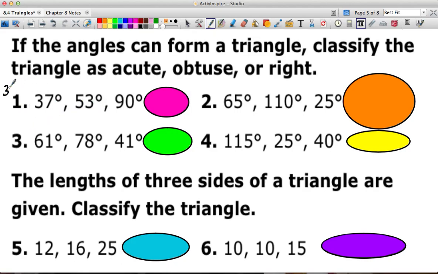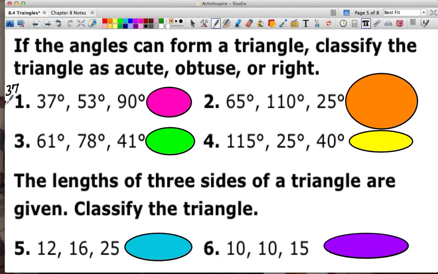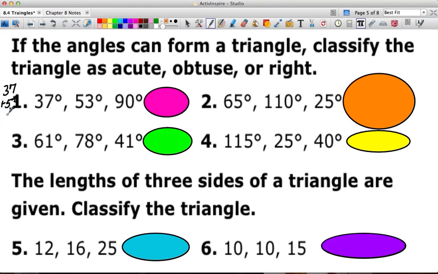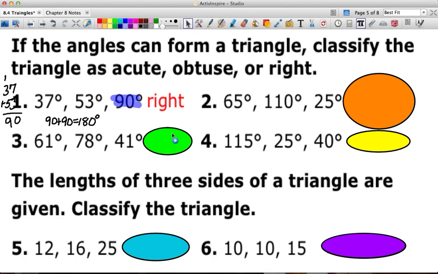So we have 37 plus 53, and that gives us 90, and then I have to do 90 plus 90, which gives me 180. So yes, this can be a triangle because it has a 90-degree angle. We know that this has to be a right triangle. I want you to pause and try the next three on your own, and when you come back, I'll go over the answers with you.